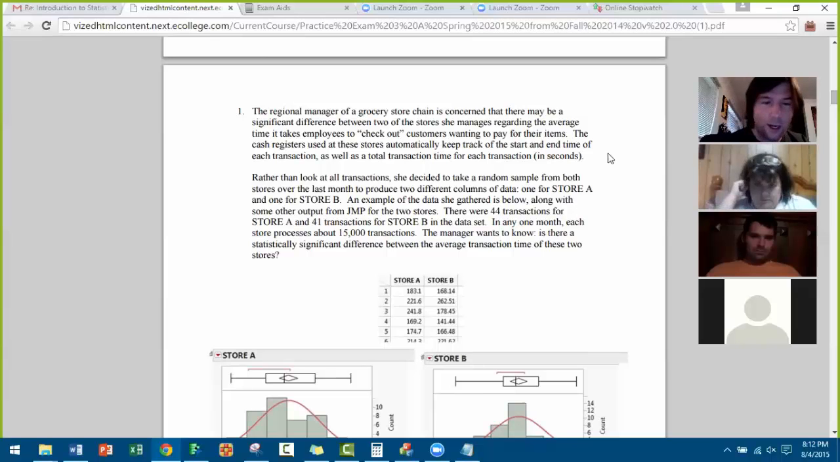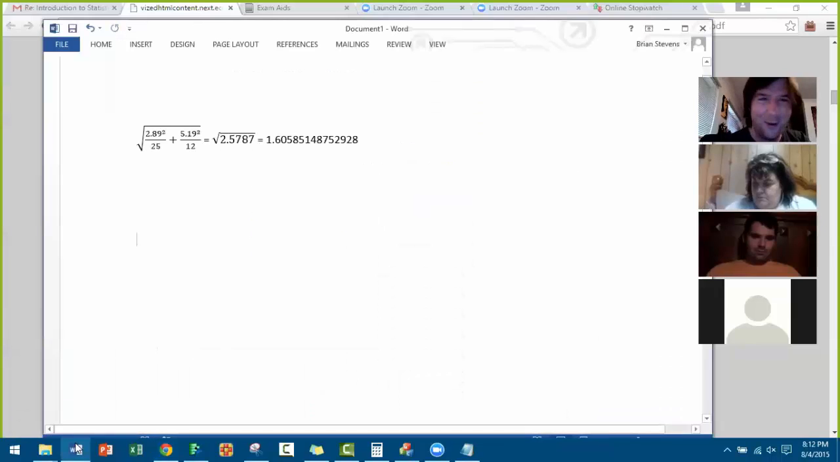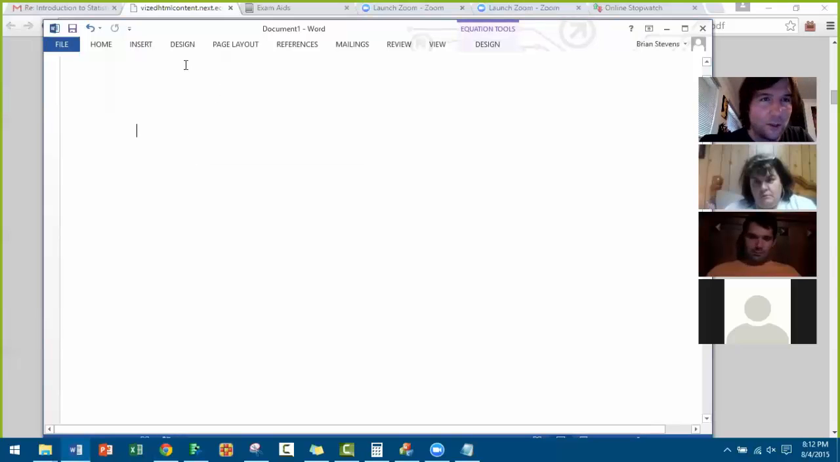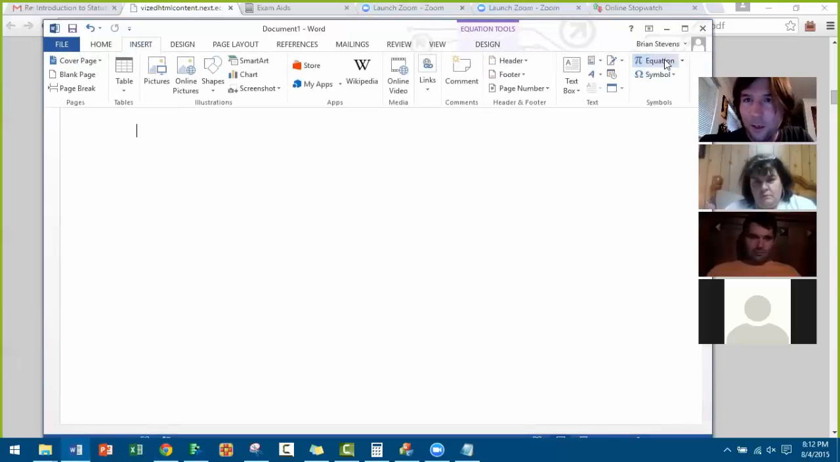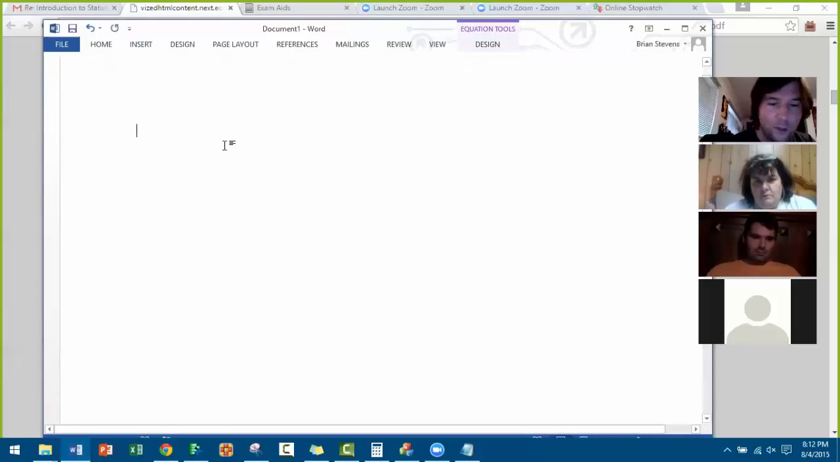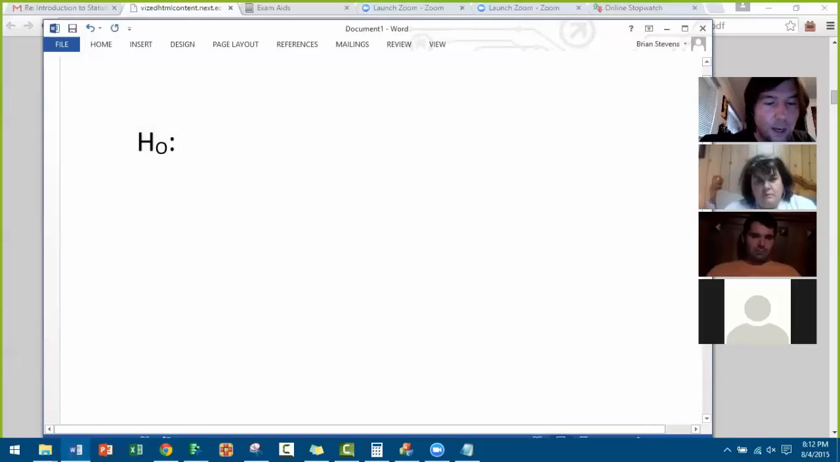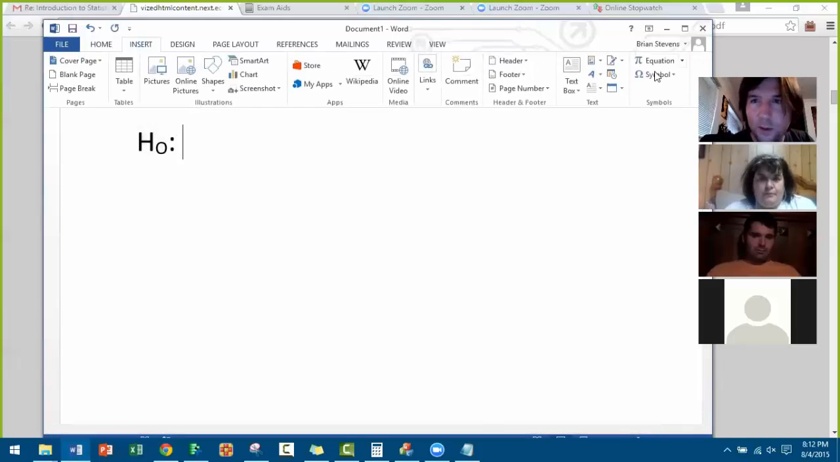So we need to write out the null and alternative right now, which is best done through Microsoft Word using the insert equation button. We can go to insert equation. Before we do that, let's type out the null. So let's increase the font. Make it nice and big so you guys can see. Now we don't need to use the equation writer, I was thinking. We need to go to insert symbol and put in mu.